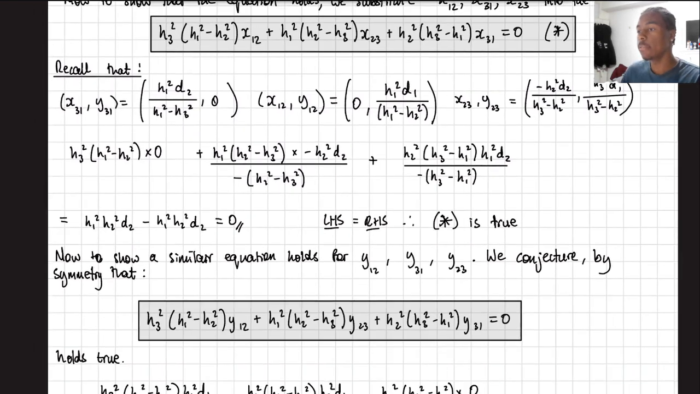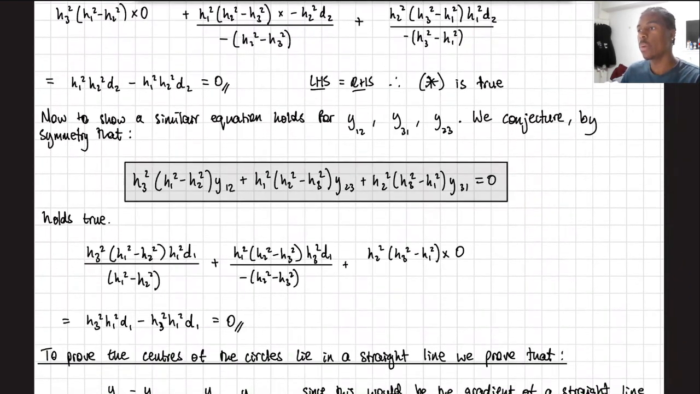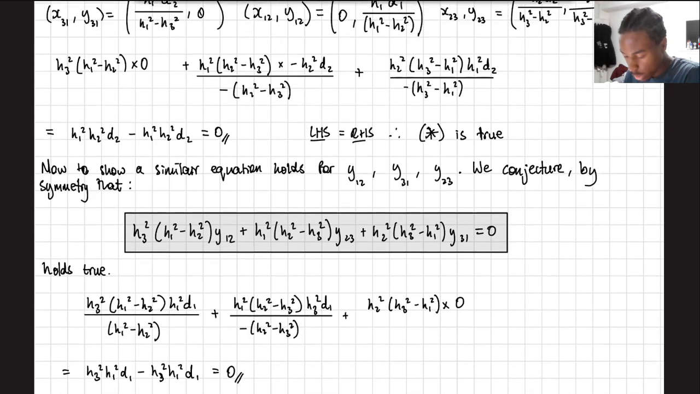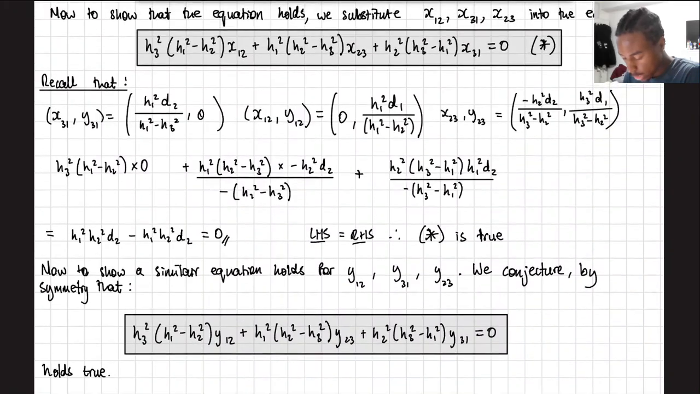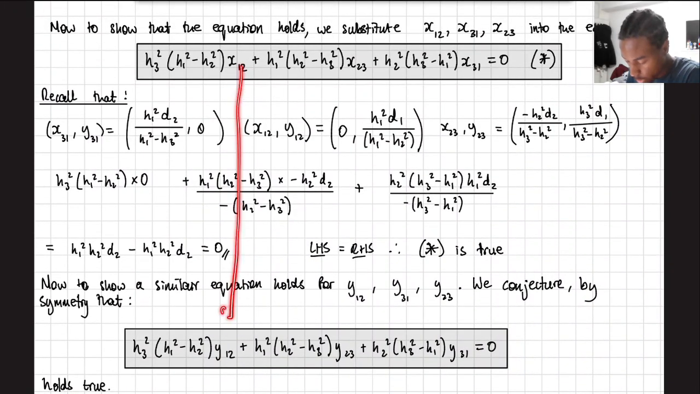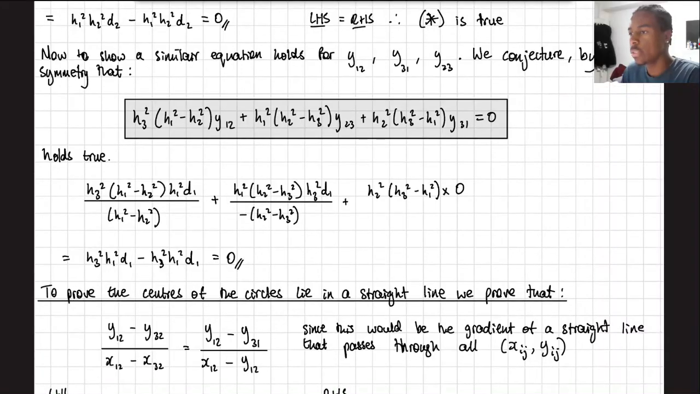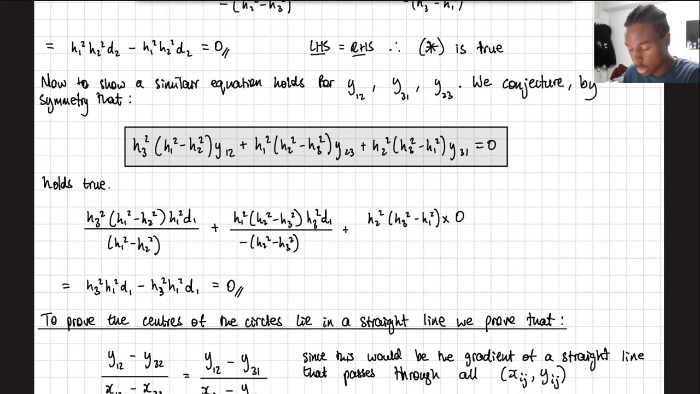Now they didn't give an equation for y12, y31, y23, but we're going to conjecture by symmetry that this is the equation. So all I've done is I've essentially swapped the x's for y's. I've swapped the corresponding x's for y's. And when you do that, again, you just substitute in the points that we were given, you find that it does, in fact, equal 0.